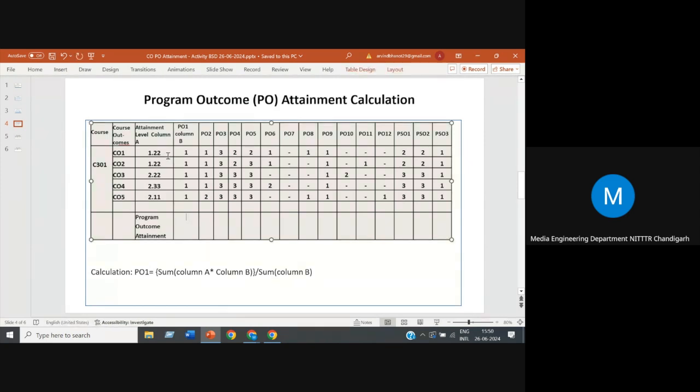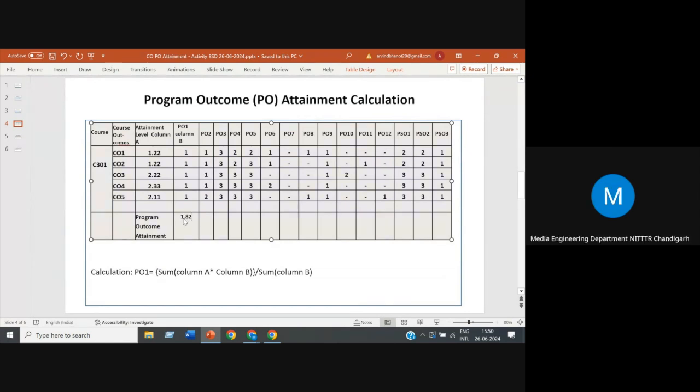So it will be 1.22 into 1 plus 1.22 into 1 plus 2.22 into 1 plus 2.33 into 1 plus 2.11 into 1. Divide that sum by the sum of column B. What is the sum of column B? Column B sum is 5. So divide that sum by 5, and you will get the PO attainment: 1.82.